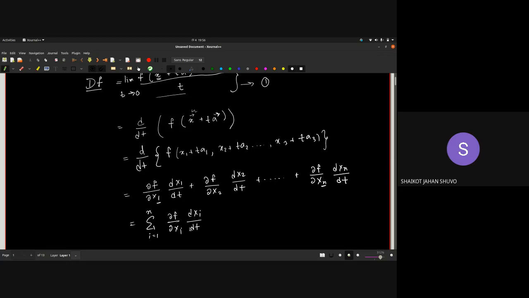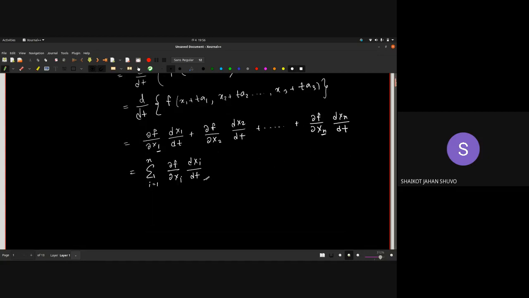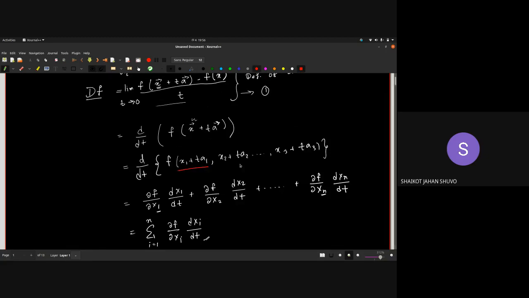But now, is there any way to simplify this expression? The answer is yes. If you look at this expression over here, I'm denoting with a red line, it's saying that this is x1 plus t a1, right? But what we did here is take derivatives of x1 with respect to t. That doesn't quite make any sense. Do you know why? Because x1 plus t a1 is the new variable that is replacing the previous x1. Previously, when you didn't move on the surface, your function was a function of x1, x2, x3, dot dot dot xn. But now it's replaced with x1 plus t a1.